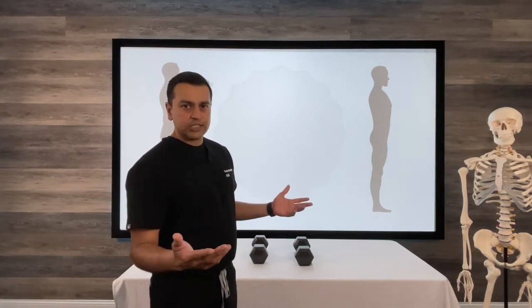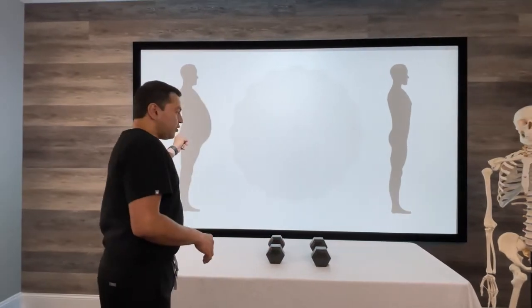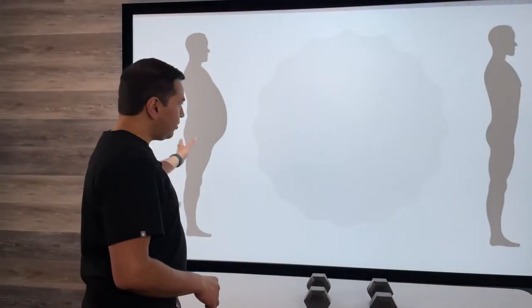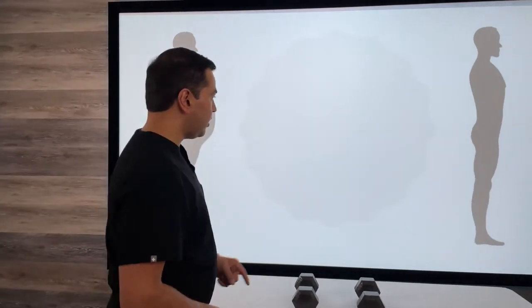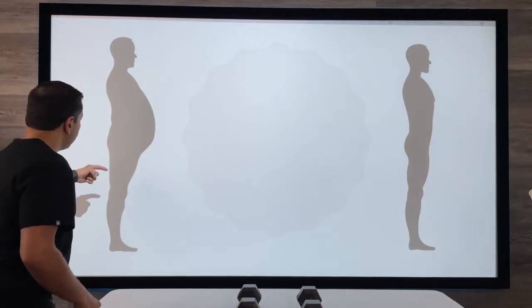Today we want to explain what happens with obesity and back pain. Does obesity actually make a difference with low back pain? Over here you can see an individual that's obese, and here an individual that's obviously very slim and trim.